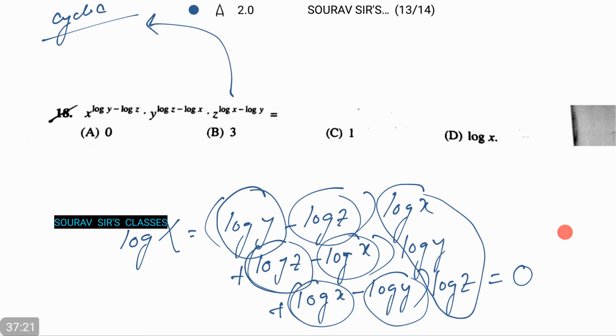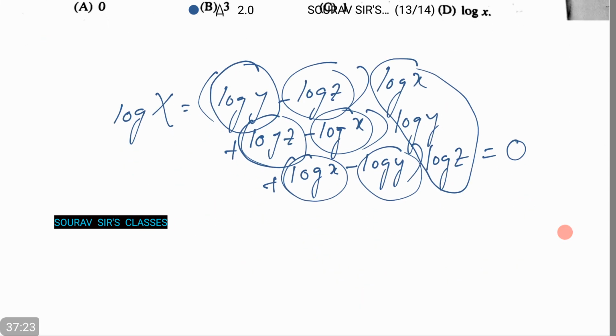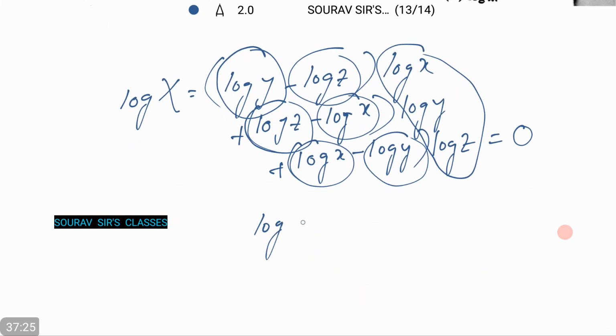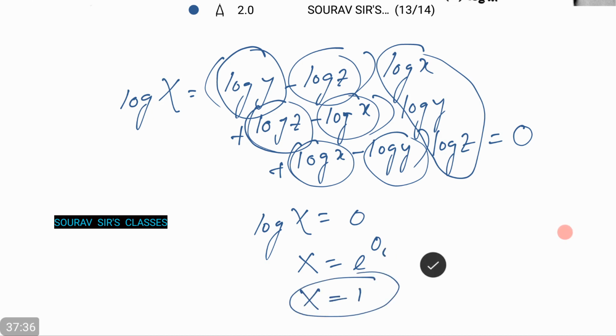So this becomes, since log x equals 0, and we are required to find x, we take x equals e to the power 0, or x equals 1, since anything to the power 0 is 1.